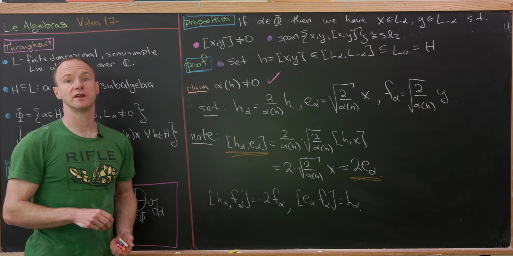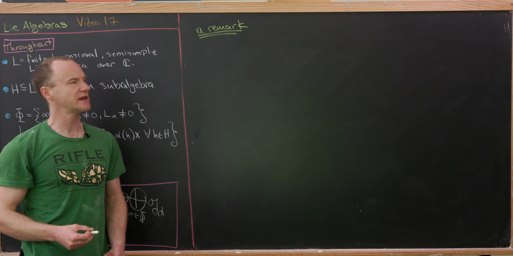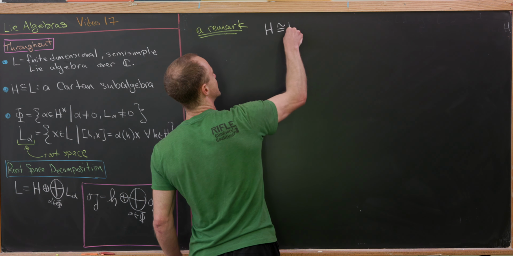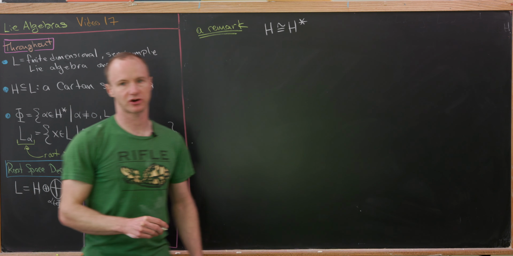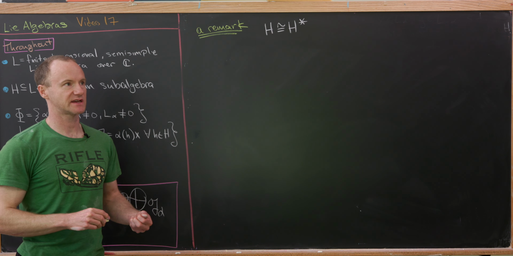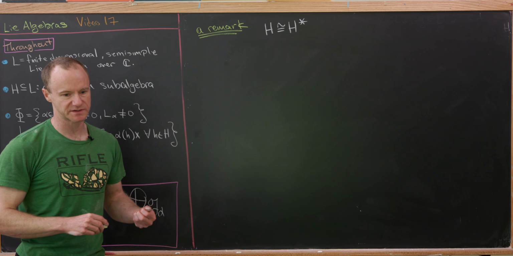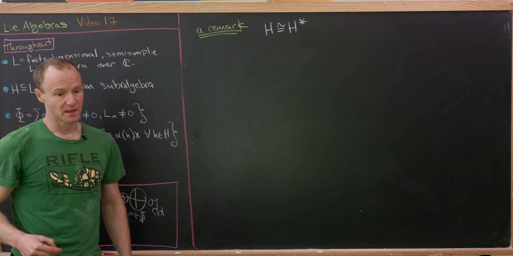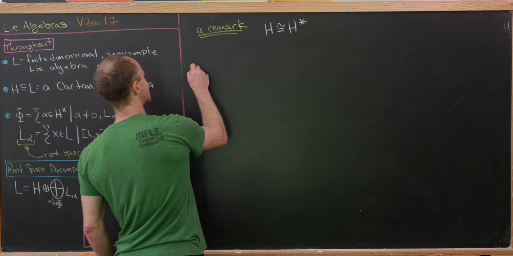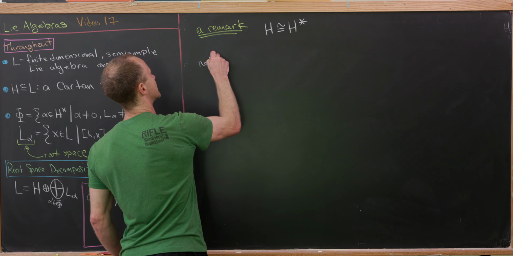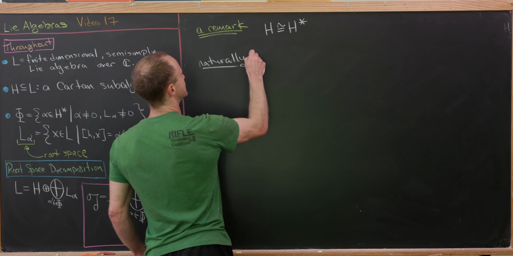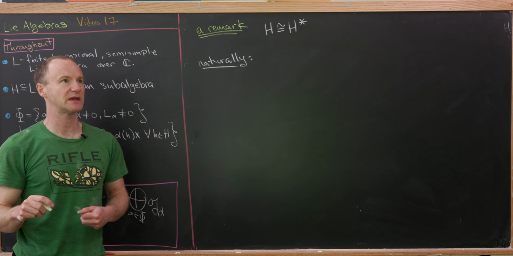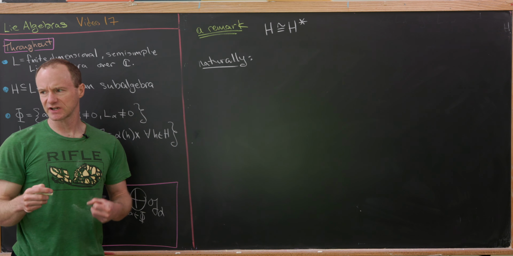Okay, let's go on to another result. In order to set up the next result, we need to make a remark. Let's observe that at the level of vector spaces, we know that H is isomorphic to H star. Remember that any vector space is isomorphic to its dual space. I guess I should say any finite dimensional vector space is isomorphic to its dual space. Then we can actually use the Killing form to form a so-called natural isomorphism. In fact, the isomorphism between a vector space and its dual space is not natural. You have to appeal to a basis. This is actually kind of an interesting fact.